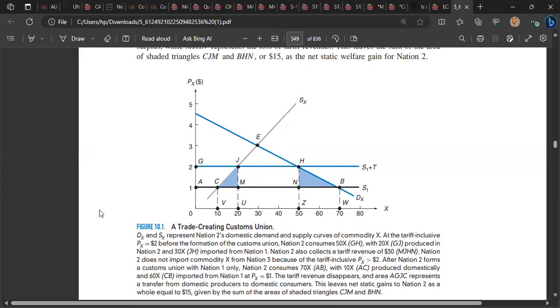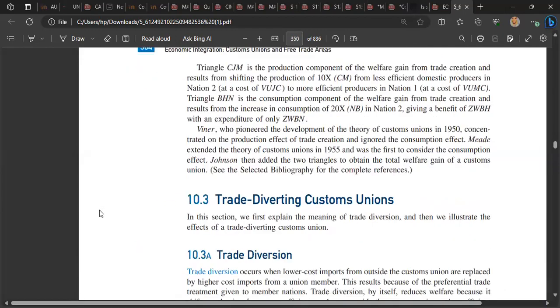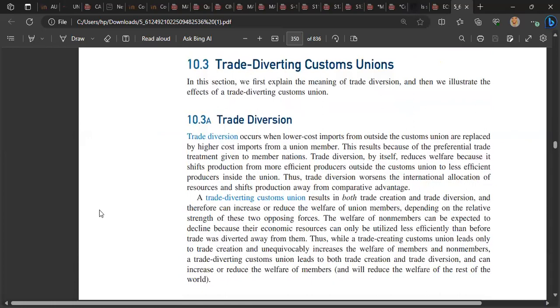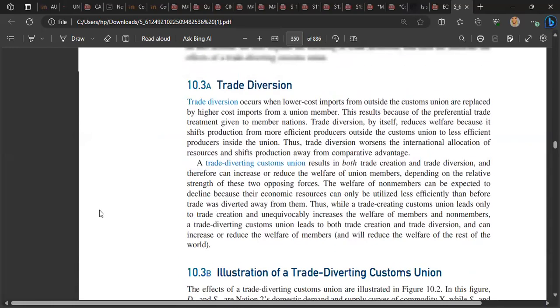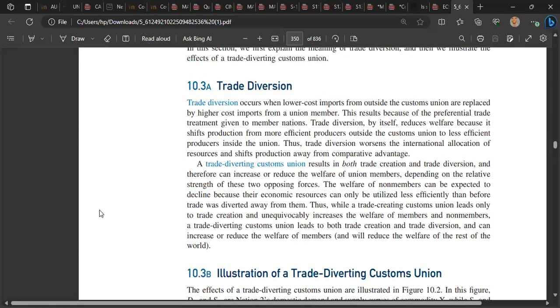So let's jump now and have a look at a trade diverting customs union. Right. First of all, what is a trade diversion? A trade diversion would be the opposite of a trade creation. When we talk of a trade diversion, we are dealing with a situation when low-cost imports from outside of the union are being replaced by high-cost imports from a union member. So just because, let's say now we have got a customs union in the SADC here, right? We are basically giving preferential trades to countries that are within the SADC.